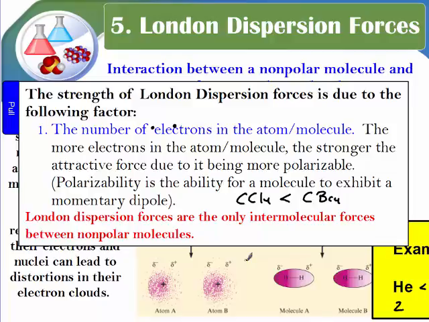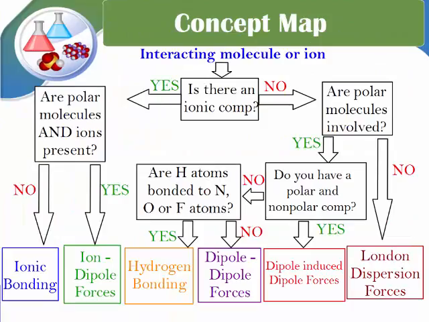So it's hard to keep all of these different IMFs in your head and identify which type is which. So open your notes to the middle section where you have that blank page. So go in and draw this concept map. Real quick, let's go through your concept map.